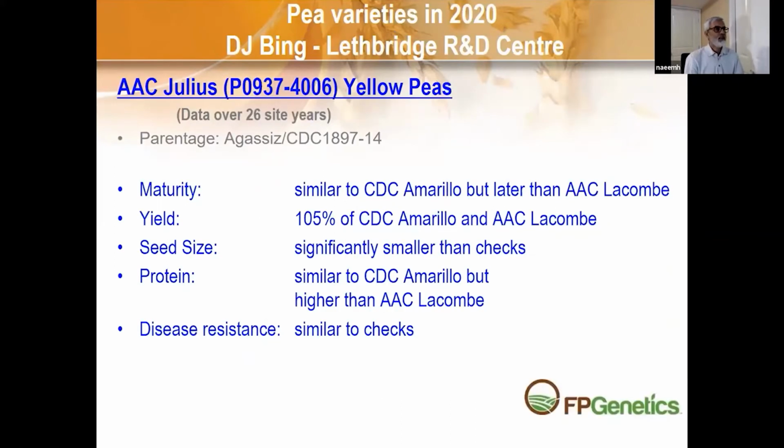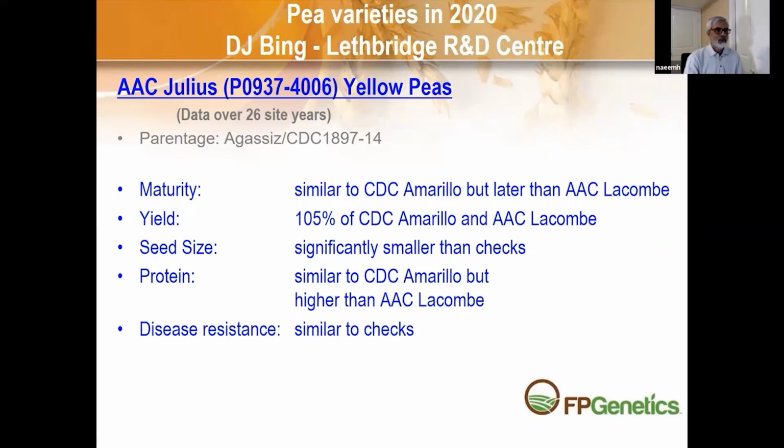Last year, two varieties of peas were registered from Dr. DJ Bing's program in Lethbridge, Alberta. These lines are AAC Julius and AAC Beyond. AAC Julius is licensed to FP Genetics.